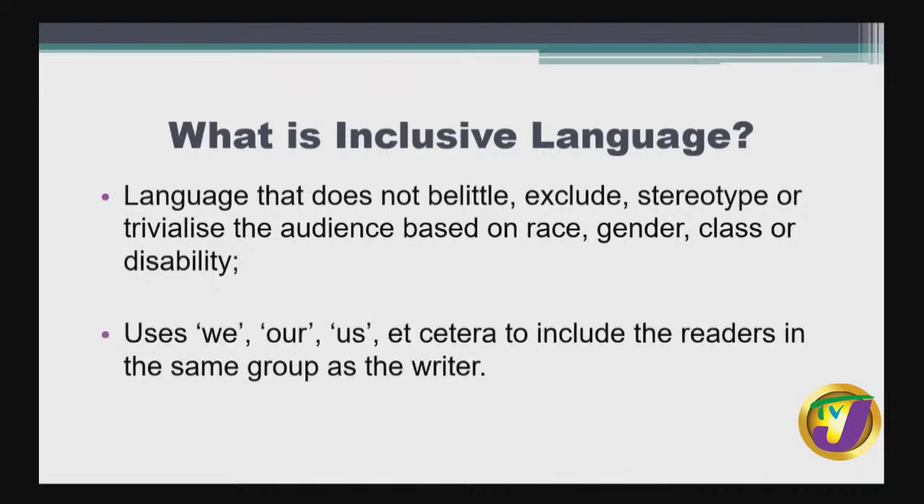So when you use inclusive language, you're going to use pronouns such as we and our and us. Those pronouns make your audience feel as if you and they are on the same side. You and they are experiencing the same things. What appeals to you appeals to them. The same things that matter to you also matter to them.